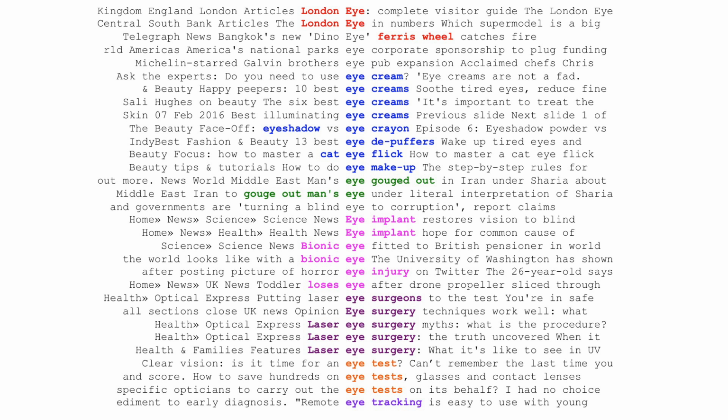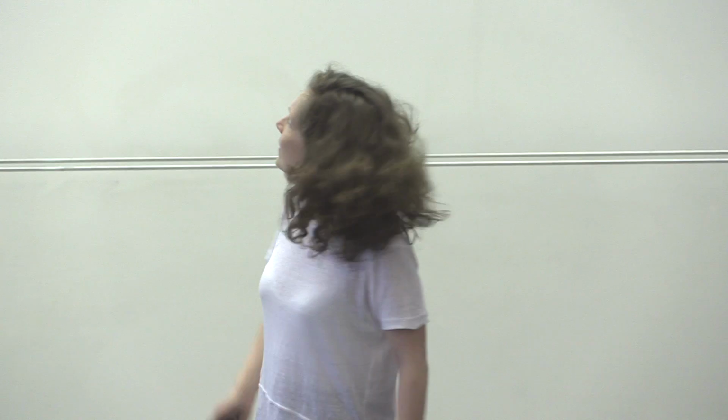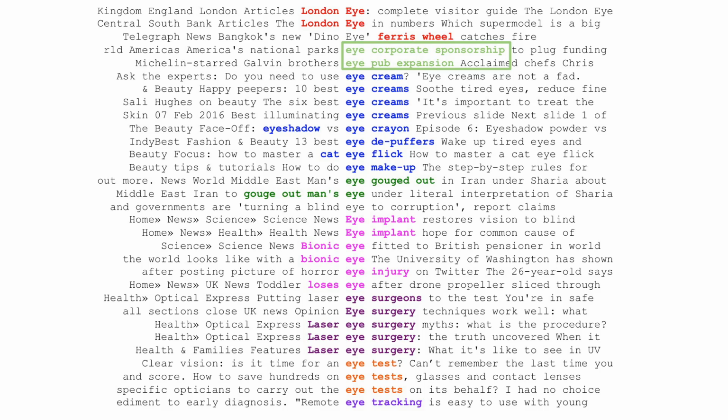Eye tracking we'll also talk about. I was just glad that eye tracking made it in the garden. That is good. And then you can tell that eye isn't always a noun, but it can also be a verb. So you can eye corporate sponsorship, or you can eye public sponsorship, or things like this.